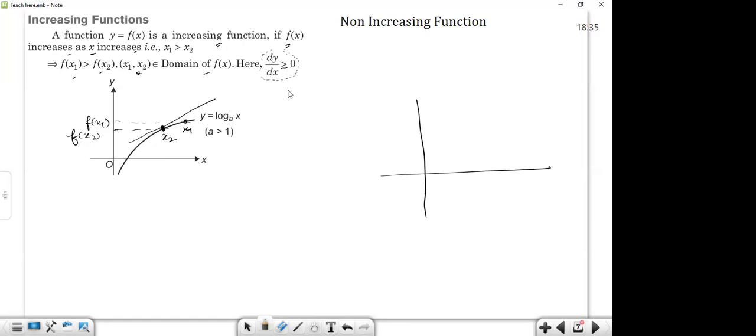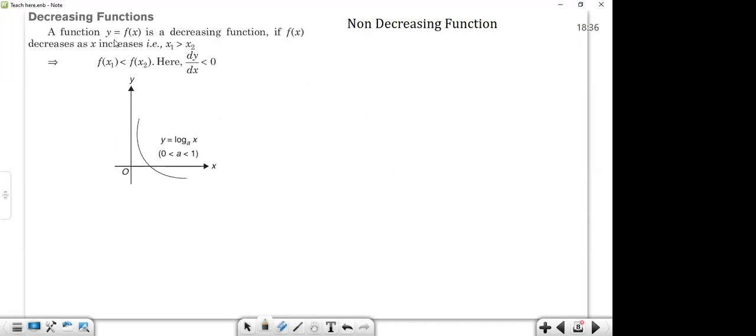So the slope of the function may be 0 or more than 0 in an increasing function. There is a particular case of a strictly increasing function where the slope must be f dash x greater than 0. It should not be equal to 0. Here we can write it as an increasing function. Okay.